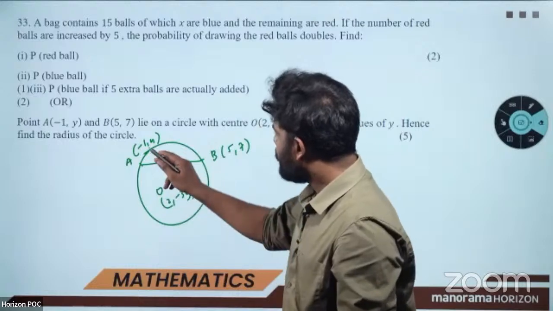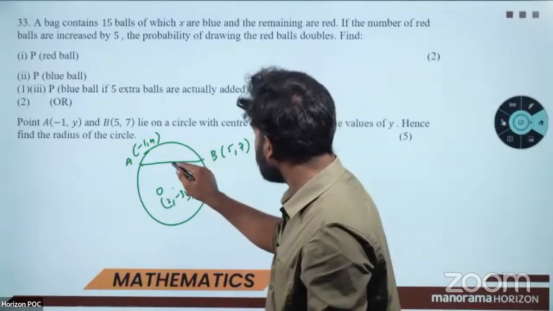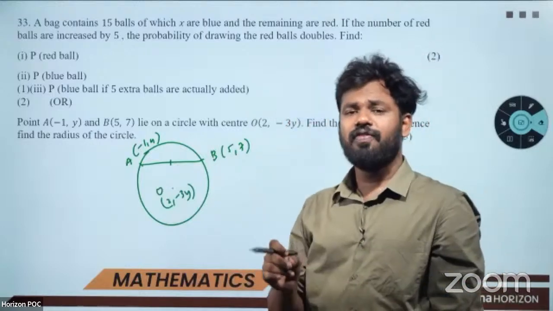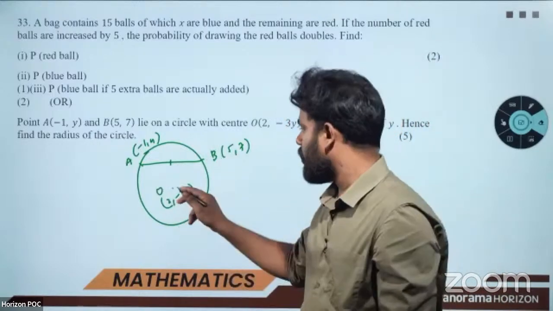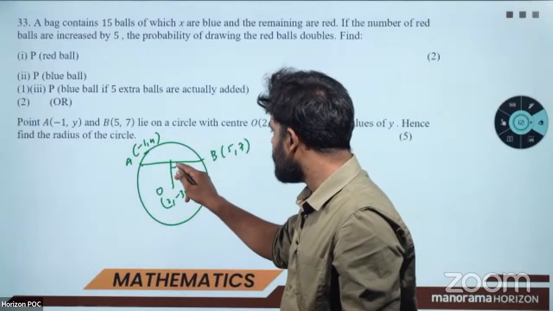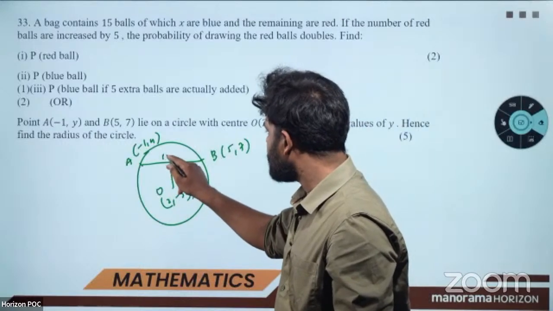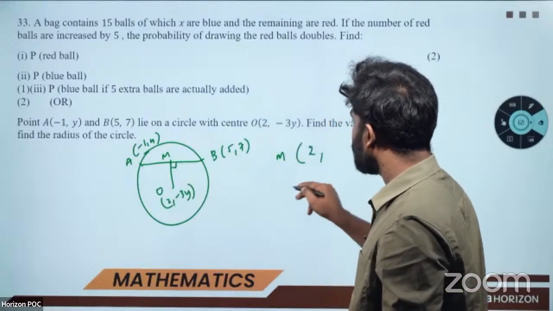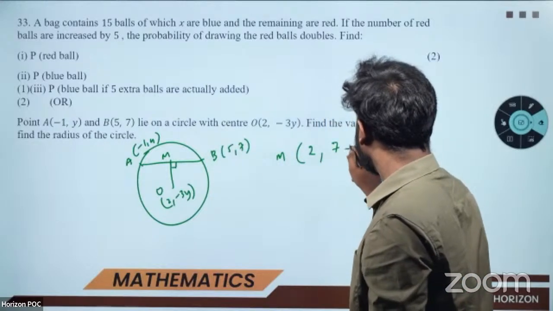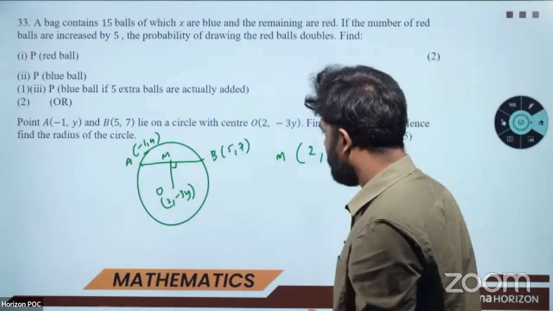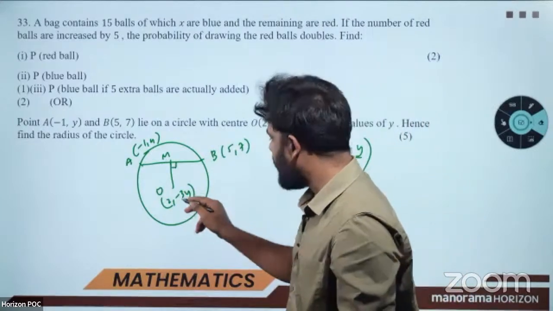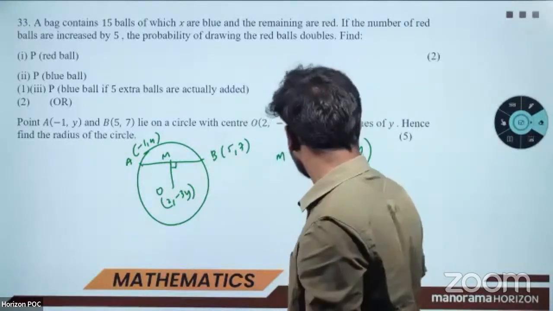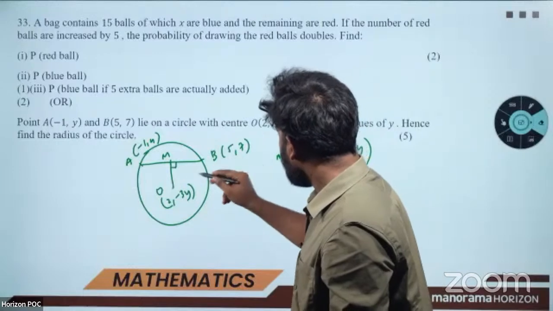So look here. If this is (minus 1, y) and this is (5, 7), is this the midpoint? Because from the center, if I draw a perpendicular, it will reach the midpoint. I'm taking that point as M. So what is M? M will be ((minus 1 plus 5) by 2, (y plus 7) by 2), that is (2, (7 plus y) by 2). Now, this one is (2, minus 3y), and this is (5, 7).